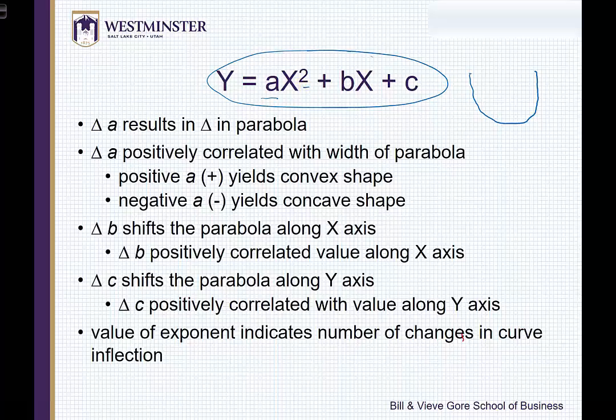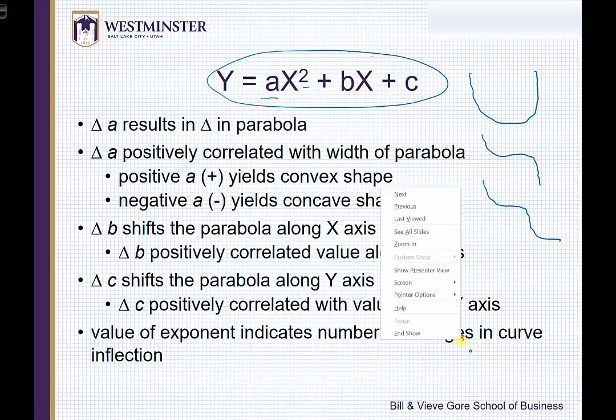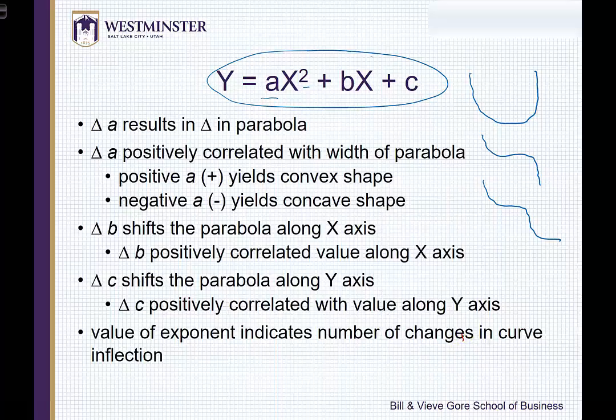If it was a cube, then this would change and change again. If it was quad, it would change, change, and change. So the exponent is really what's indicating the number of changes in the curve. I have this down here for us, and it gives us our basic shape.